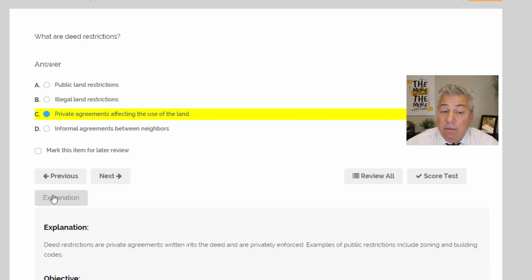Things like eminent domain, if the city wanted the property to build a high school on it, they could do that. They could change the use. But from a seller to a buyer, you could not change a deed restriction. Private agreements affecting the use of the land.